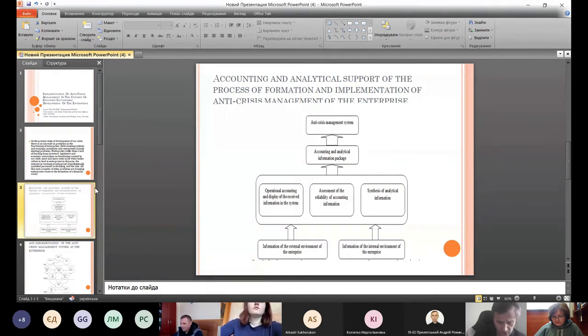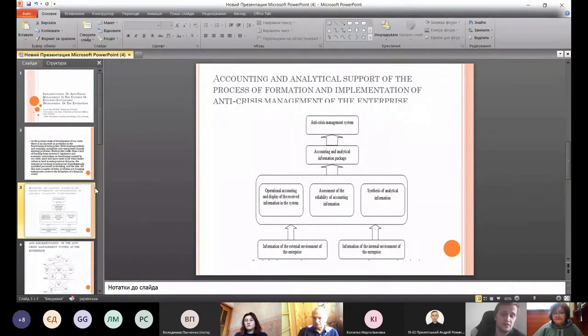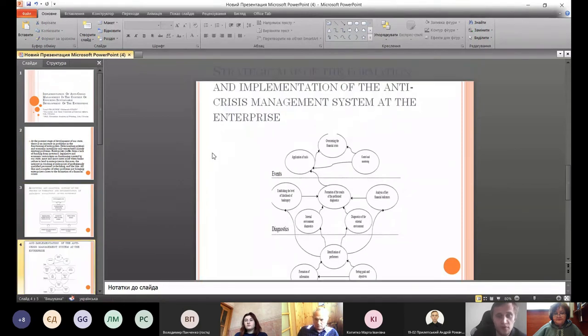After that, when you have it, you need to do operational accounting and form the information only about the problems that create the financial crisis, to help realize and use anti-crisis measures and help top management fix it and stop the financial crisis altogether. And of course, besides accounting, you need an analytical way, so you need to synthesize all your analytical information. Together you have an accounting and analytical information package that helps the anti-crisis management system at the final stage.